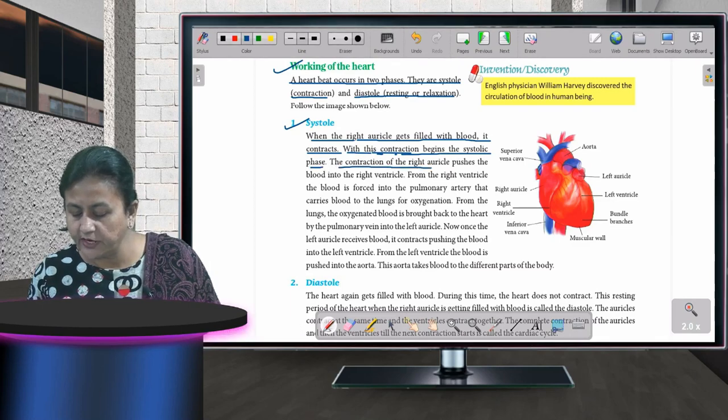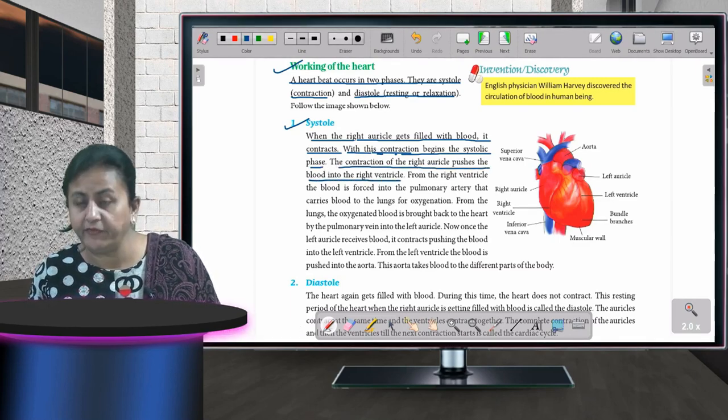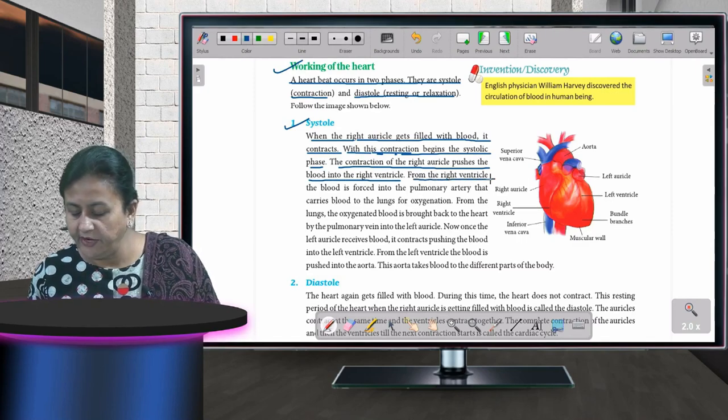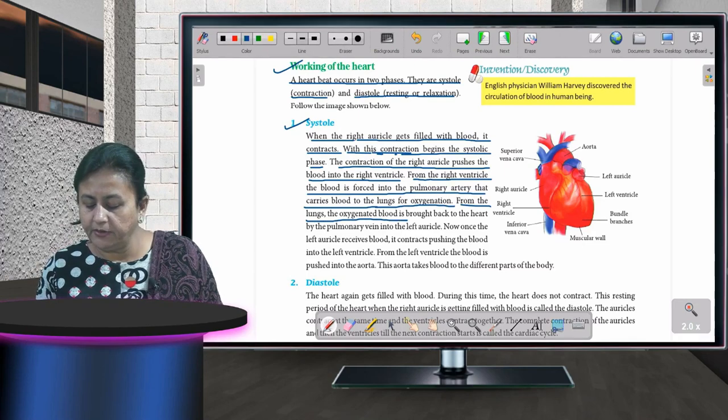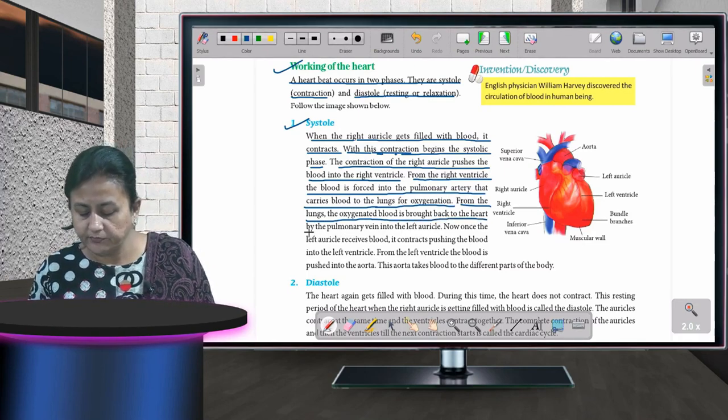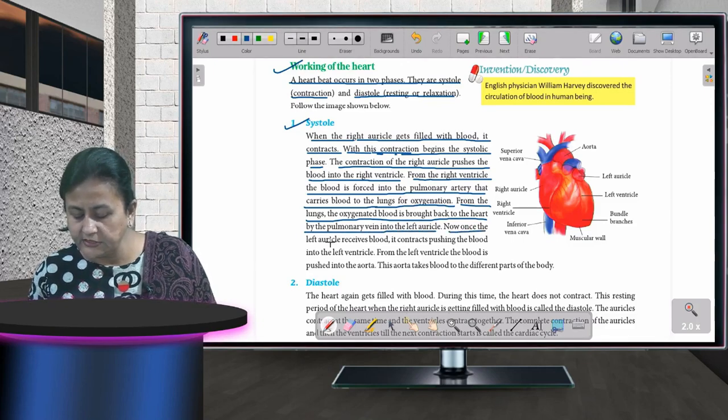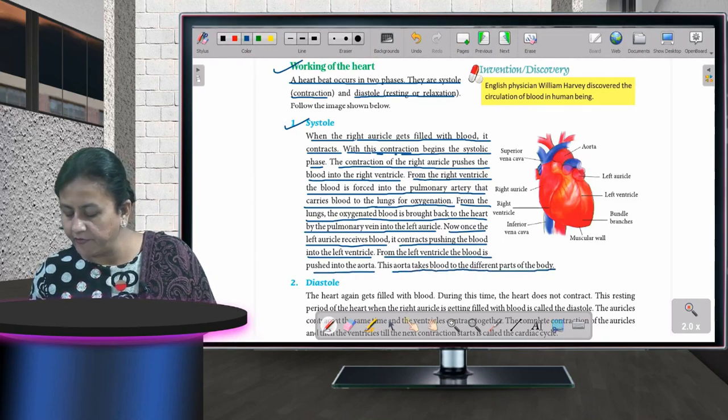The contraction of the right auricle pushes the blood into the right ventricle. From the right ventricle, the blood is forced into the pulmonary artery that carries blood to the lungs for oxygenation. From the lungs, the oxygenated blood is brought back to the heart by the pulmonary vein into the left auricle. Once the left auricle receives blood, it contracts, pushing the blood into the left ventricle. From the left ventricle, blood is pushed into the aorta. The aorta takes blood to the different parts of the body.